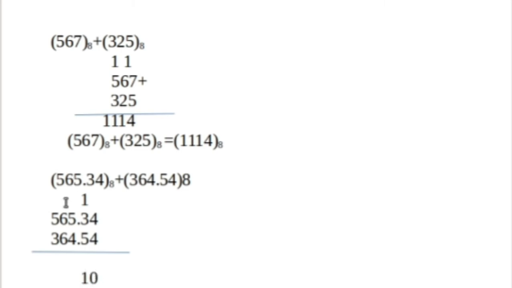Then carry 1 goes to the next digit. Then 5 plus 4, 9, 9 plus 1, 10, 10 minus 8 is equal to 2, that means 10 in decimal is equivalent to 12 in octal. Okay, then carry goes to the next digit. Then 6 plus 2, 12, 12 plus 1, 13, 13 minus 8 is equal to 5, that means 13 in decimal is 15 in octal. Okay, so 5 goes here and 1 goes to the next digit.